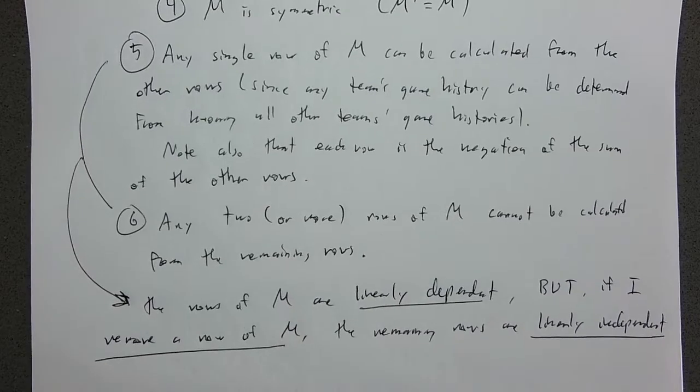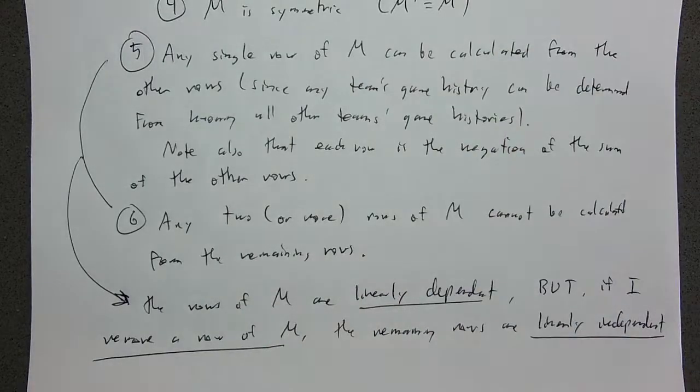So the matrix as it is, the rows are linearly dependent. But if I remove one of these rows, the remaining rows are actually linearly independent. So you can think of this as being barely linearly dependent, if you like. I know that if I remove any single row, the remaining rows are linearly independent. So that's nice. At least this is what 5 and 6 combine to tell you in terms of linear dependence or independence.